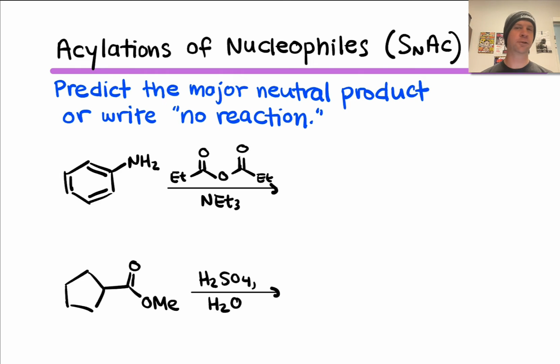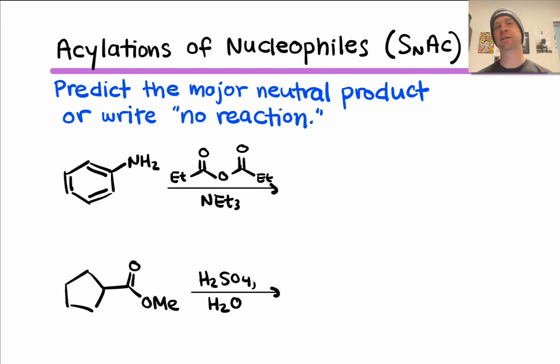So acylations of nucleophiles, in general, the idea is we're installing an acyl group at a nucleophilic atom. Nitrogen, oxygen, sulfur are probably the three most common. And we do this using an electrophilic carbonyl compound that's typically a carboxylic acid derivative, where the carbonyl group is connected to a leaving group, a group that's going to depart with a pair of electrons, typically forming a relatively stable anion.